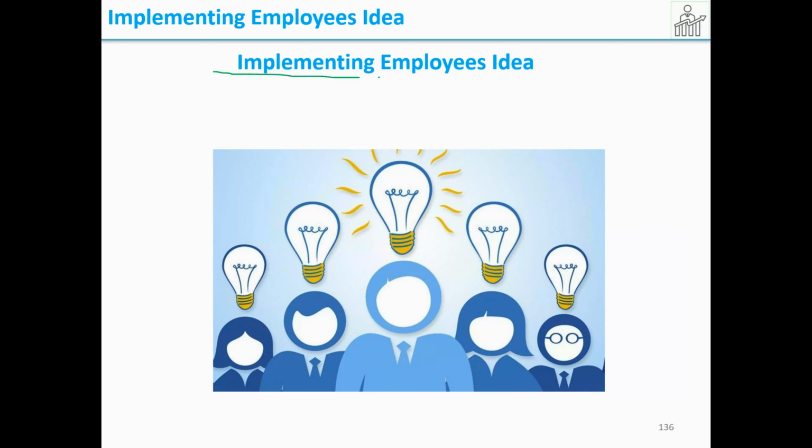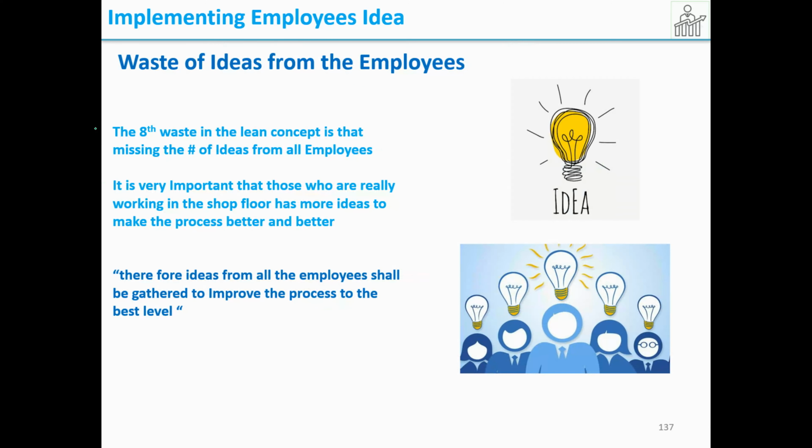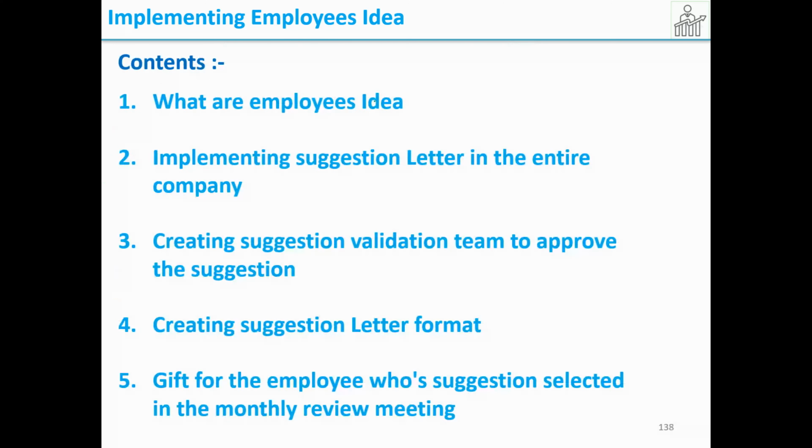So the next one is implementing employees' ideas. This is the eighth waste, where ideas from the employees are getting wasted. How can we utilize those employee ideas? So, what are employee ideas? Implementing a suggestion letter in the entire company, creating a suggestion validation team to approve the suggestions, creating a suggestion letter format, and a gift for the employee whose suggestion is selected in the monthly review meeting.